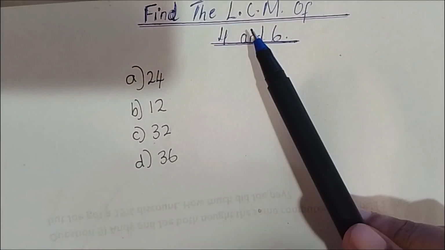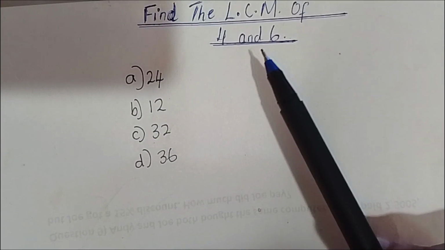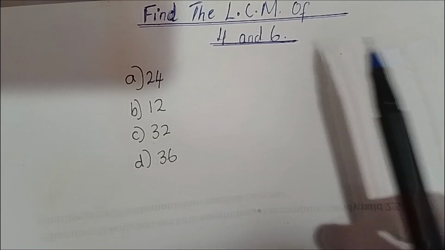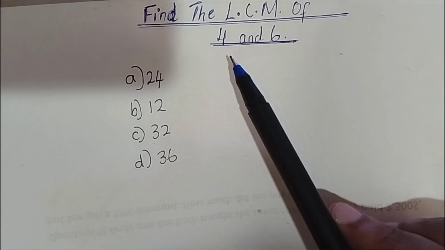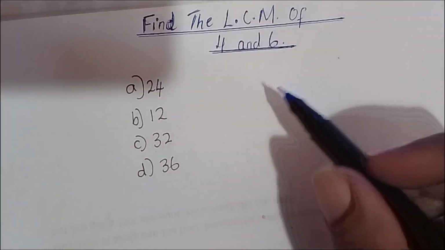Okay, now what does LCM stand for? It means the least common multiple, the smallest multiple that both numbers share. Both 4 and 6 share this number. Now, let us list the multiples for each number.